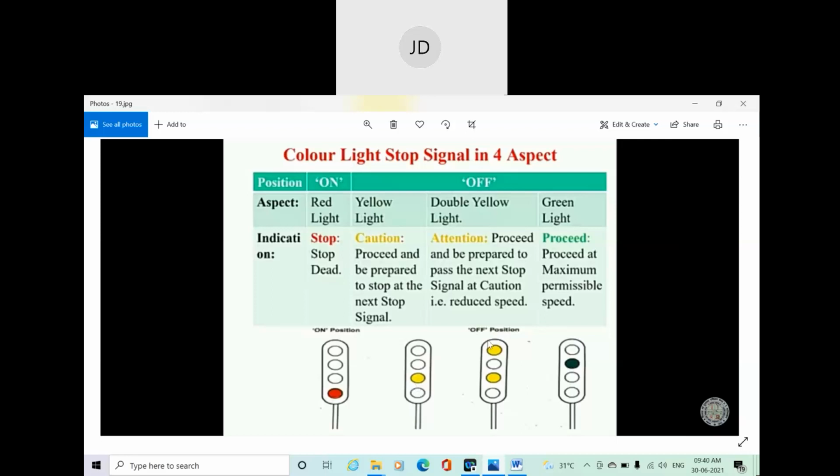Now when a double yellow is active, what does that mean? Proceed, but be prepared to pass the next stop signal at caution. That means you have to reduce the speed. You cannot proceed with maximum permissible speed when a double yellow is active. You have to be very careful. This is the main information based on this color. So this is all about stop signal we have discussed.